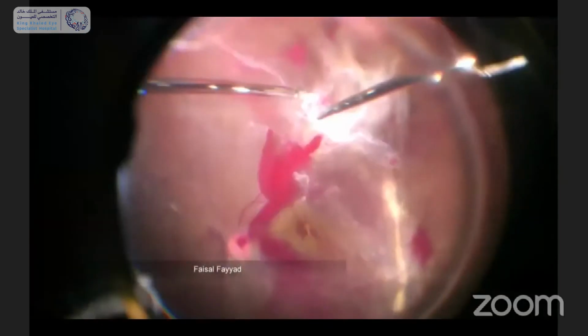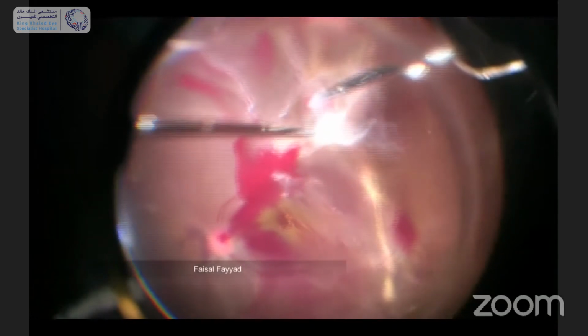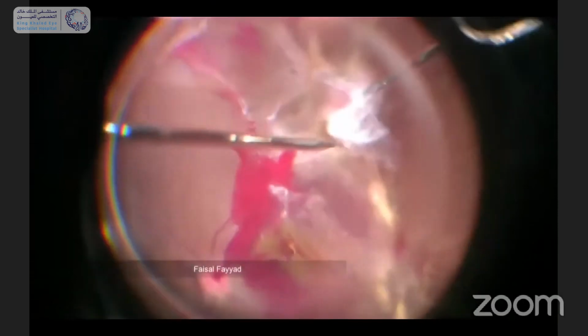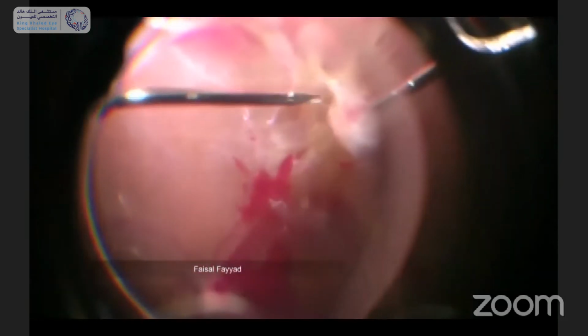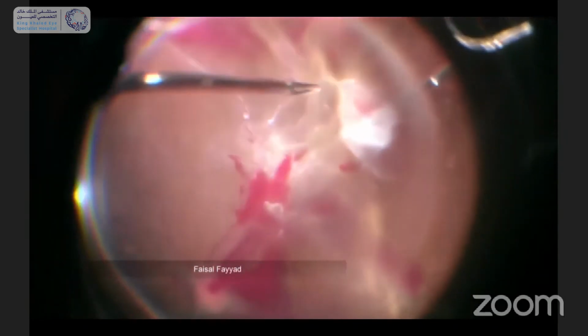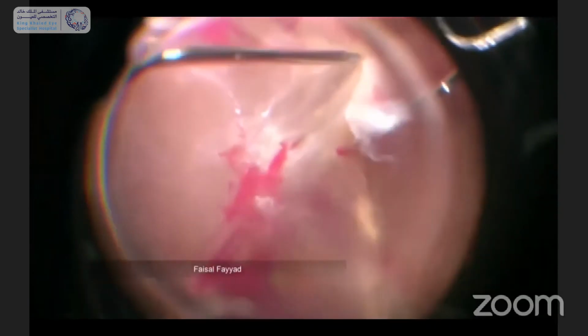You can see there is quite a significant amount of subretinal fluid. I continue to delaminate. And here I need extra light from the temporal side. That's why you can see here, I just continue to delaminate, separating all this complex fibrovascular membrane, mainly fibrous membrane, from over the retina, until I remove it all.